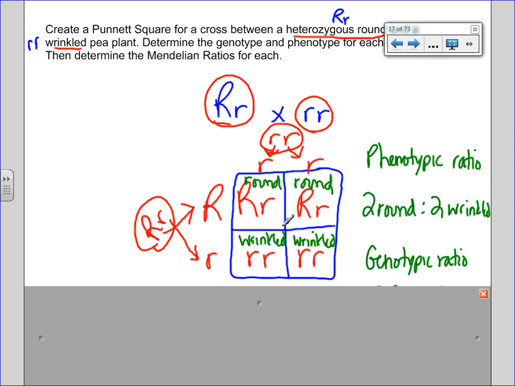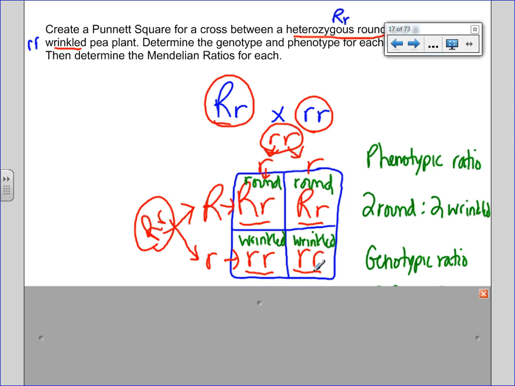Inside the boxes of the Punnett square, you combine the two letters. If this one gives a big R and this one gives a little r, then together it would be big R, little r, and that genotype has a phenotype that is round. Sometimes it helps to write the phenotype right in the box too. This one would also be big R, little r. This one gives a little r and a little r. You take it from the row and the column, what letters meet. And this would be little r, little r.